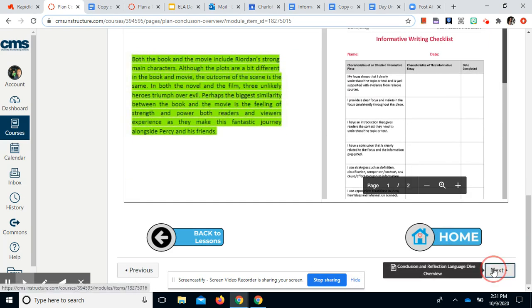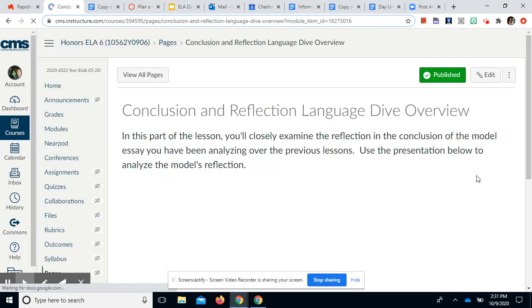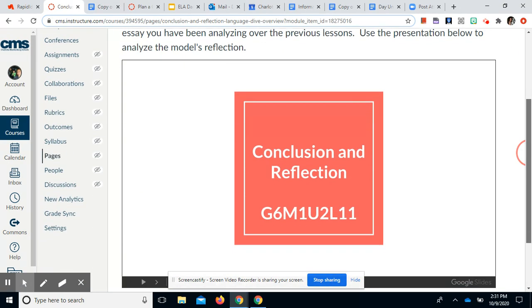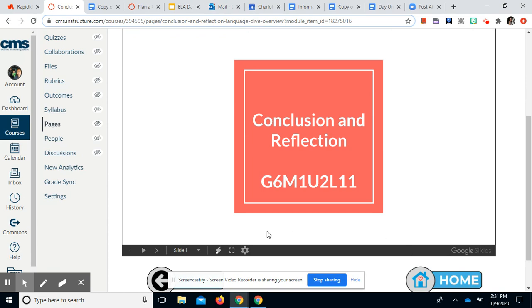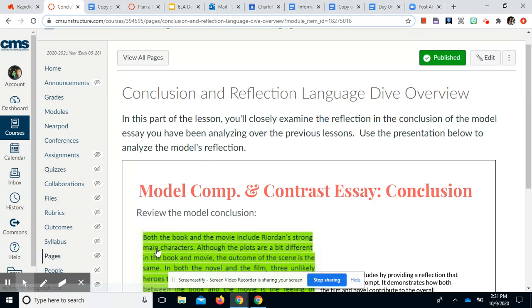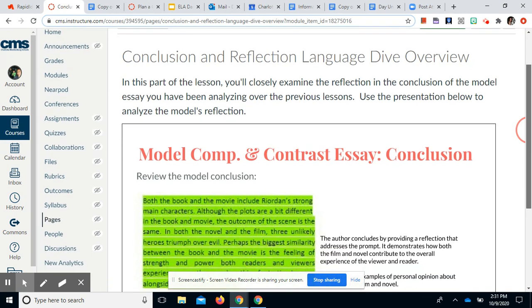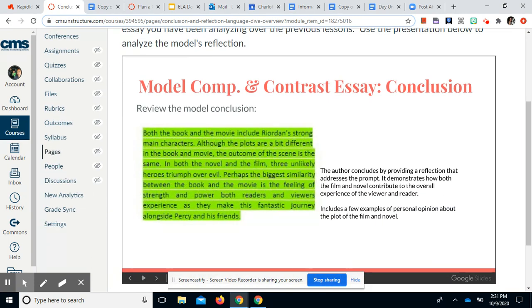We then had an overview of the language dive that we did in this lesson. And within the slideshow here, we have the model conclusion paragraph.